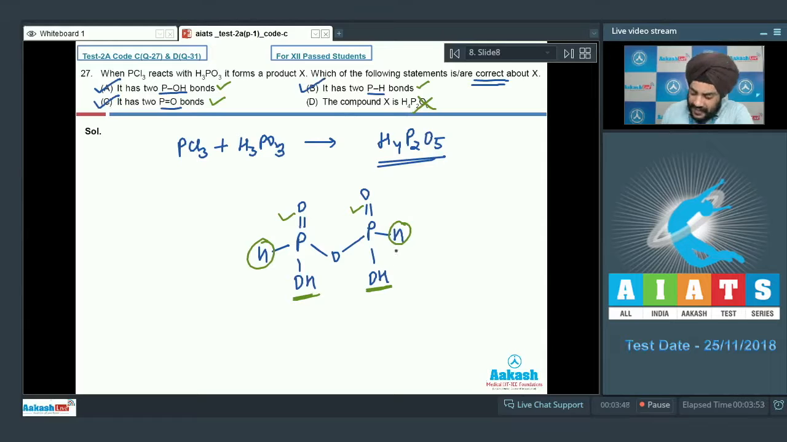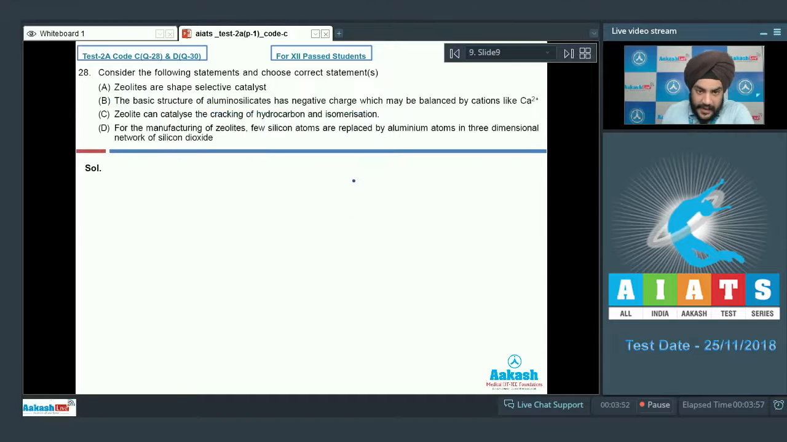Let us look at the next question, question number 28. Consider the following statements and choose the correct statements. So students, the examiner seems to be interested in the zeolites. So let us look at the options now. Option A says zeolites are shape selective catalysts. This statement is correct. The basic structure of aluminosilicates has negative charge, which may be balanced by cations like calcium 2+. Students, this is also correct.